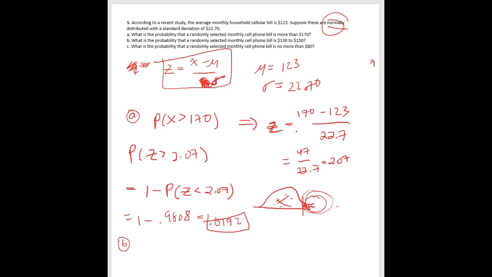B, what is the probability that a randomly selected cell phone bill is 130 to 150? So this is a between kind of probability. First we just write down what we have here. X is going to be between 130 and 150. And so this is going to require us to do 2 z-scores: a z-score for the bottom end and a z-score for the top end. So 130 minus 123 over 22.7, and that's going to equal something. I'll just call this z minus and then z plus. 150 minus 123.